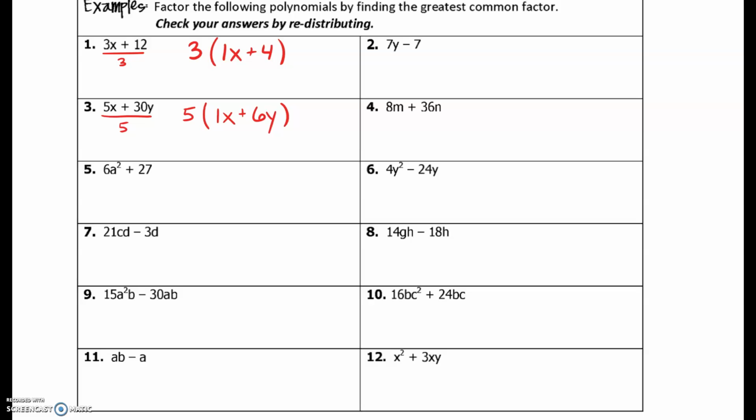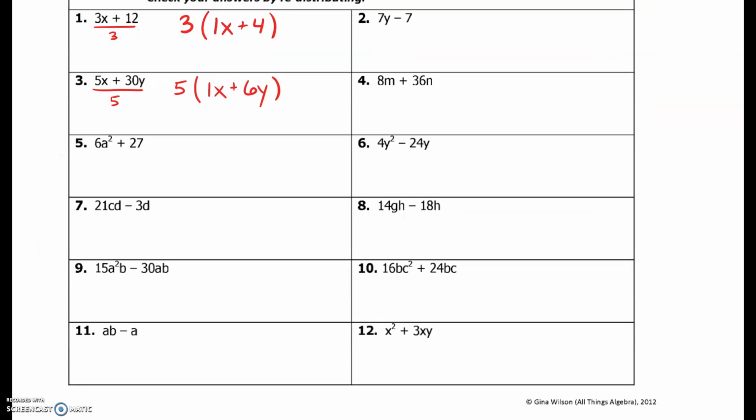Okay. Number 5, same idea. 6 and 27. They are both divisible by 3. Sorry about that. They have no letter in common, so I will divide both of these terms by 3. 6 divided by 3 is 2a squared. 27 divided by 3 is 9.